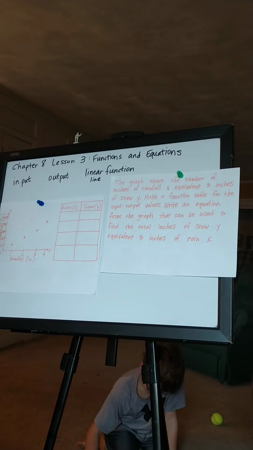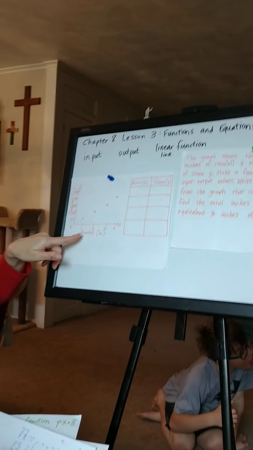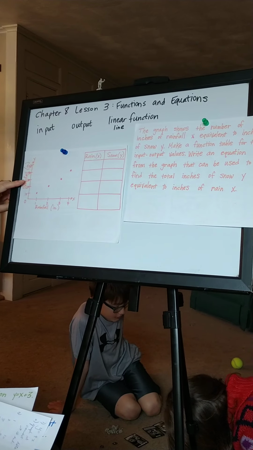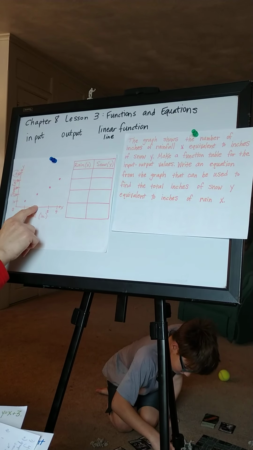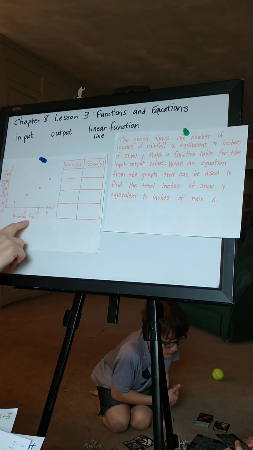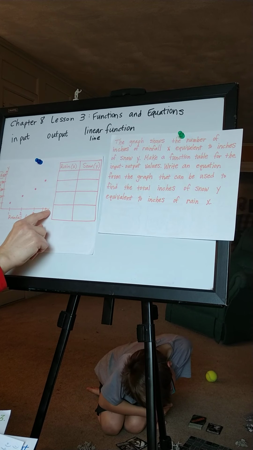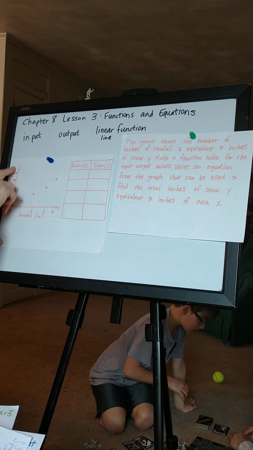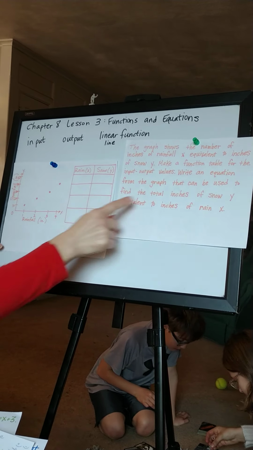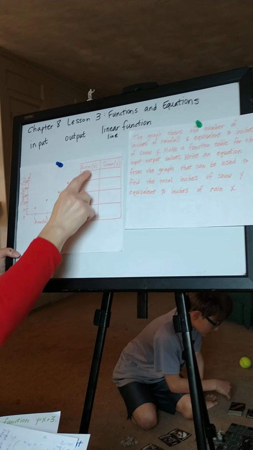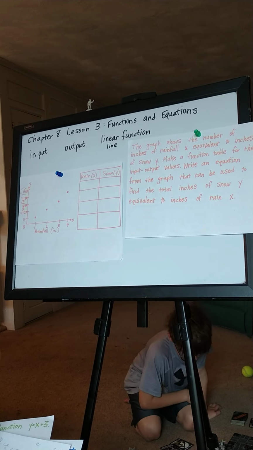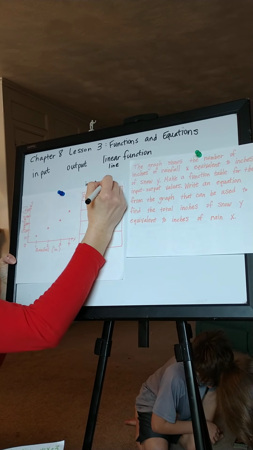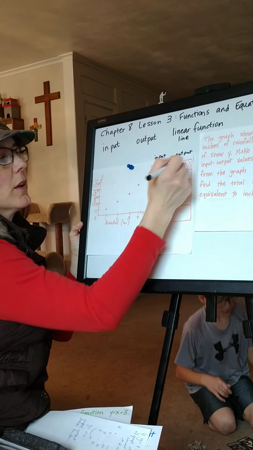Now maybe you didn't realize that however much rainfall there would be in inches, we can relate that to the amount of snowfall that it would be if it was colder outside. So this graph shows the number of inches of rainfall, x, and it's x because it's on the x-axis, equivalent to the inches of snow, y. So snow is up here on the y-axis. We're going to make a function table right here for all the input and output values. So input, we see x, we know that that's going to be the rain, and the output for snow we know is going to be the y.